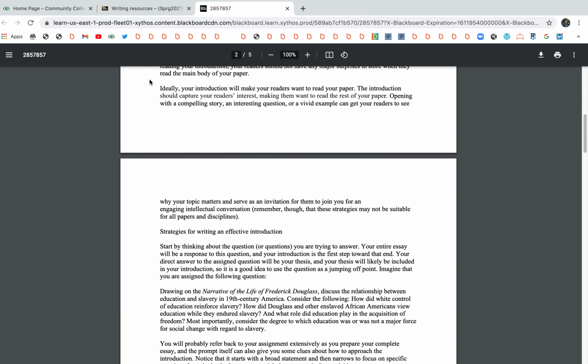Ideally, moving on, your introduction will make your readers want to read your paper. The introduction should capture your readers' interest, making them want to read the rest of your paper. Open with a compelling story. So that's what I mentioned. You could jump right into a scene from your past, right? A moment that sets the scene, or something in the present.